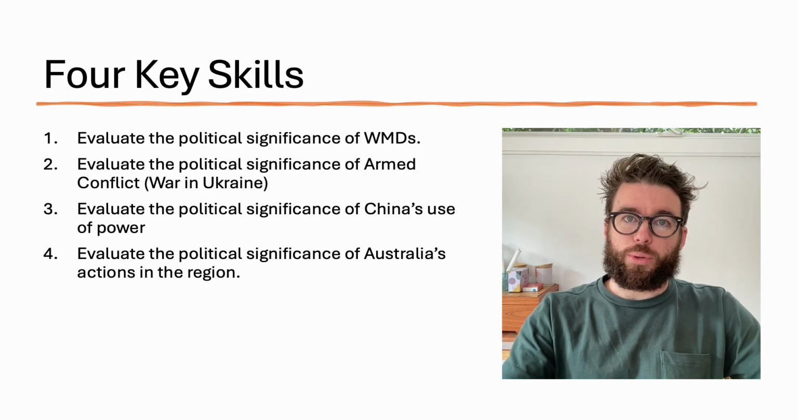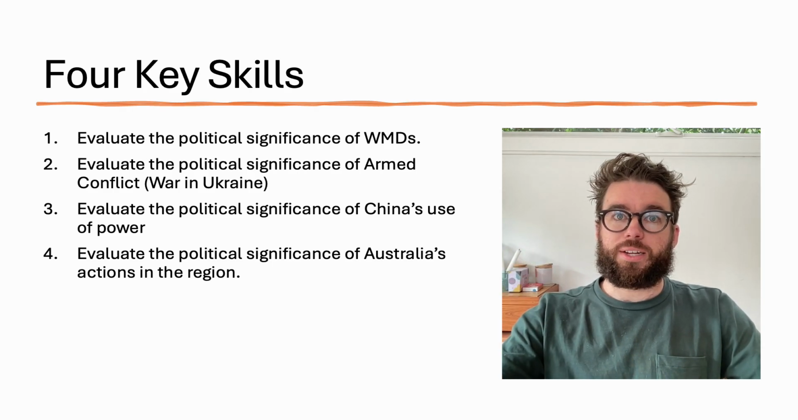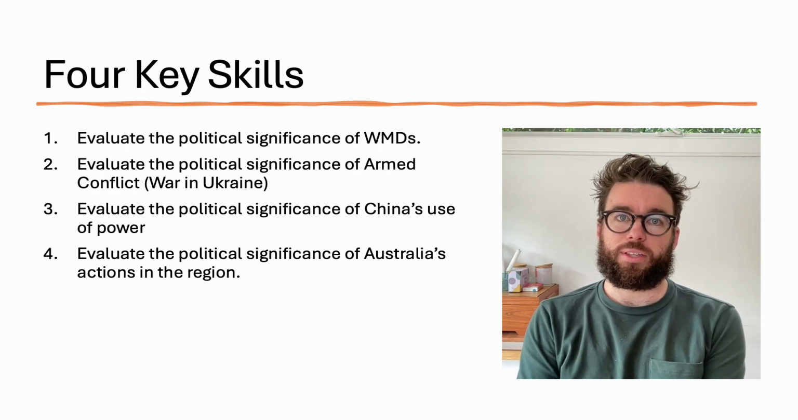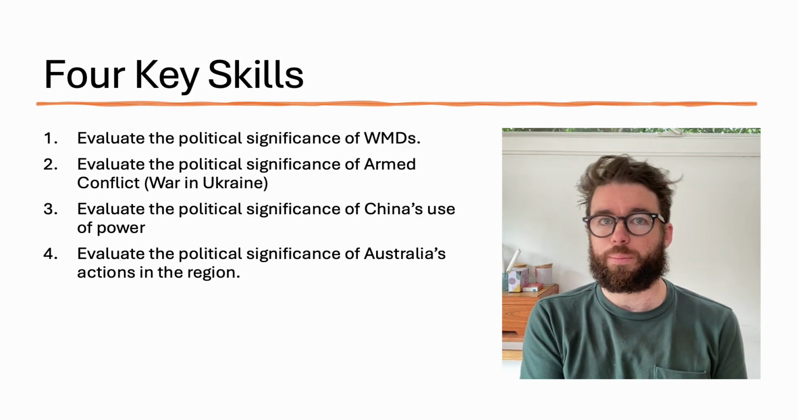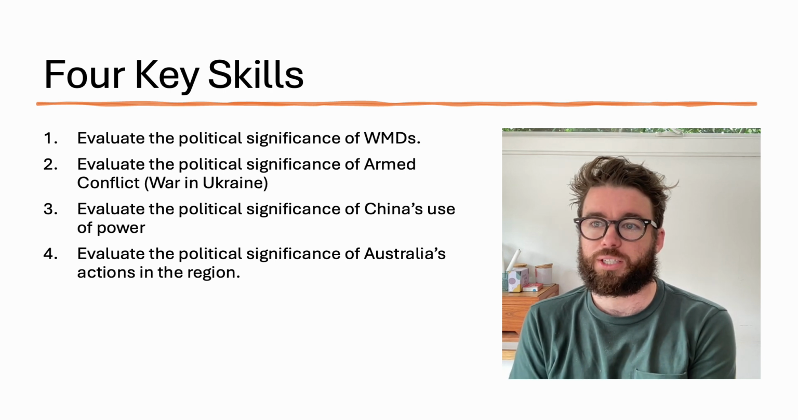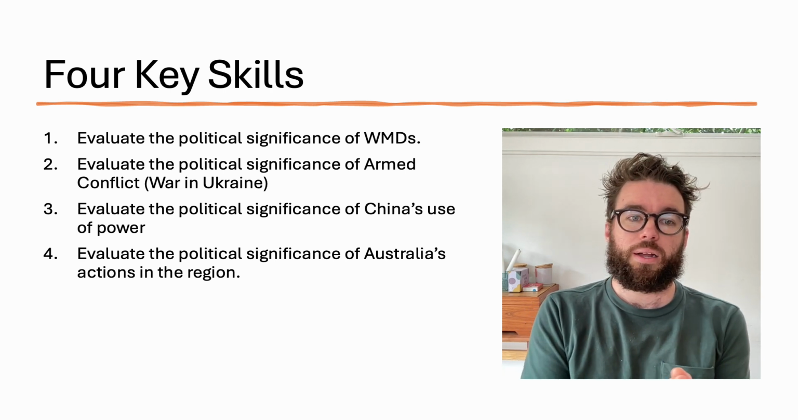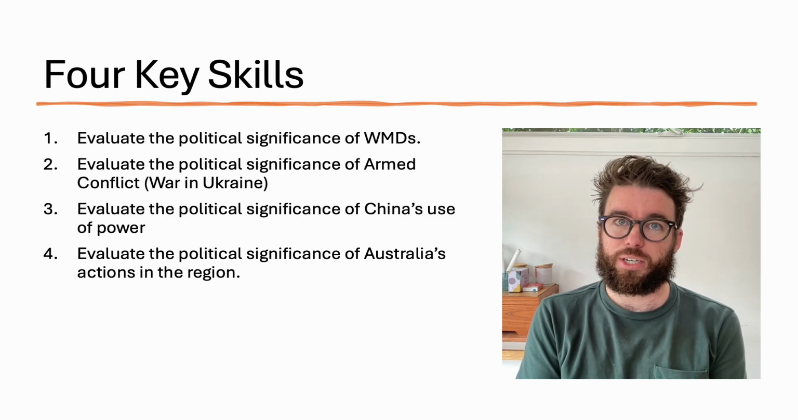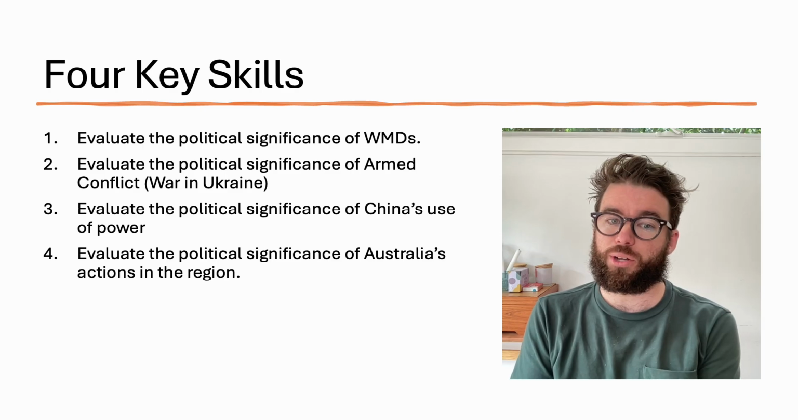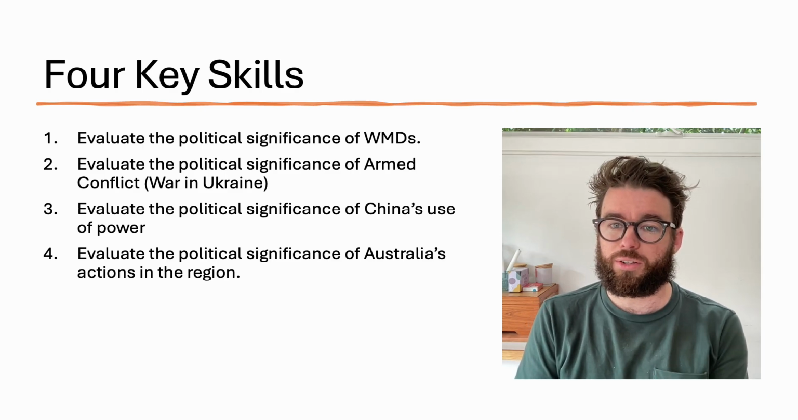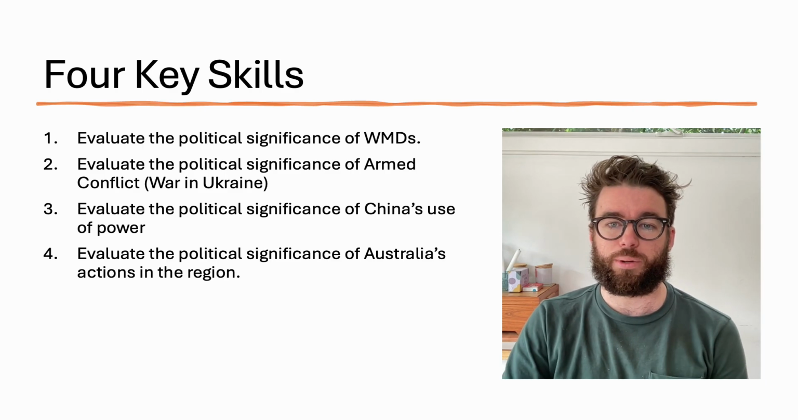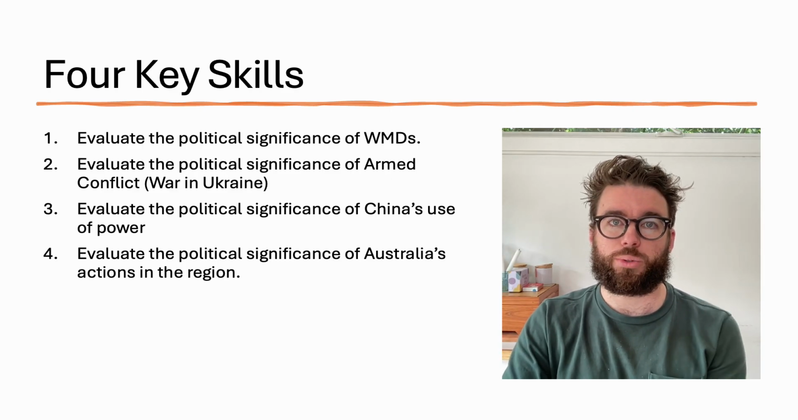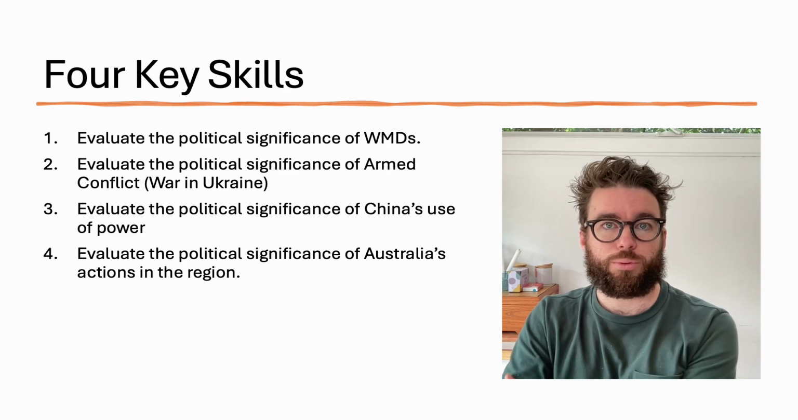Now, before we get into a few examples, this is what's written in the study design about how this question might be asked. They're in the key skills of each area of study, and they're written this way in the key skills. So the political significance of weapons of mass destruction and the political significance of armed conflict, that's pretty straightforward. The political significance of China's use of power is how it's written in Area of Study 1, Unit 4, and the political significance of Australia's actions in the region. So they're a little bit more niche. They're sending you somewhere, those last two, just towards power and towards actions. Let's get into some examples.